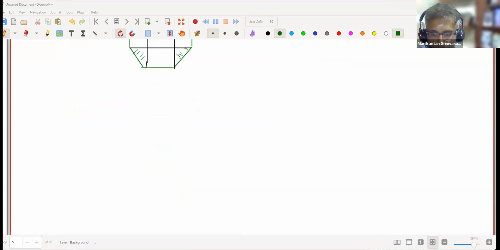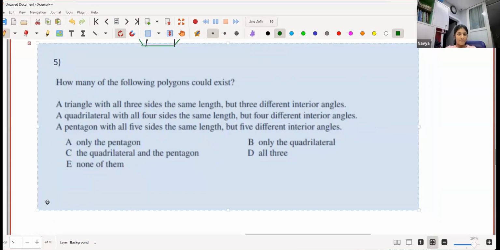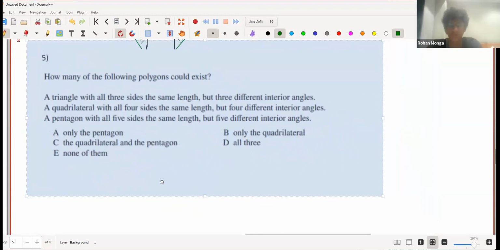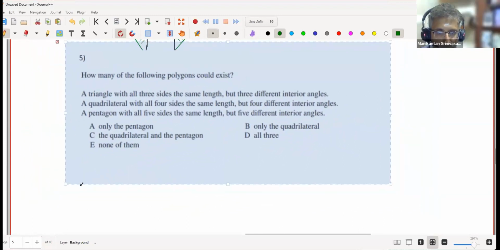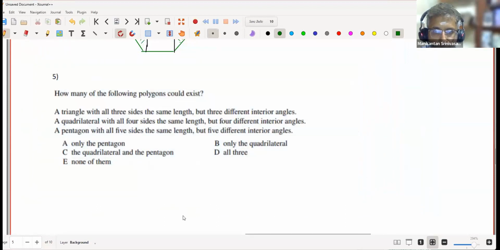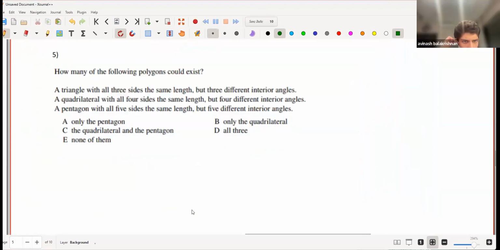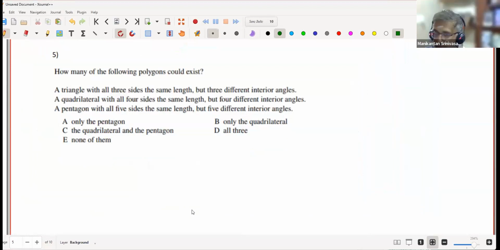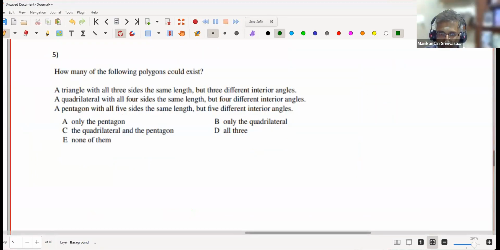Question 5. How many polygons? Navya, what did you get on this one? I got E. Yeah, I also got E. So I also wrote E. All right. It's B, right? Only you're saying B as in boy? Yeah. Only the quadrilateral. So if at all anything, it should be, see, the extremes, right? Why would it be only the quadrilateral but not the pentagon? If you go more, then you have more flexibility. Only pentagon at least is possible. But why would it be only quadrilateral but not pentagon? That doesn't make sense, right?